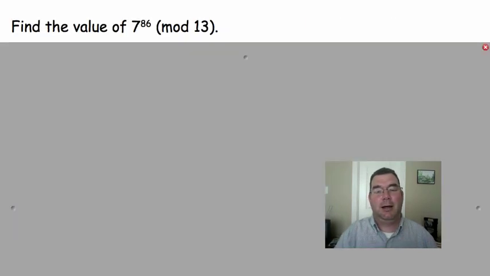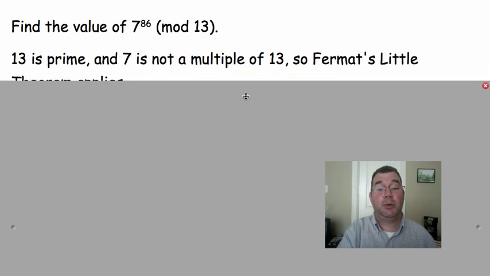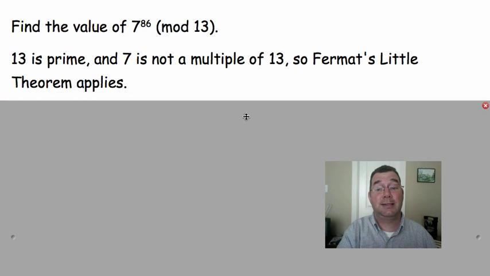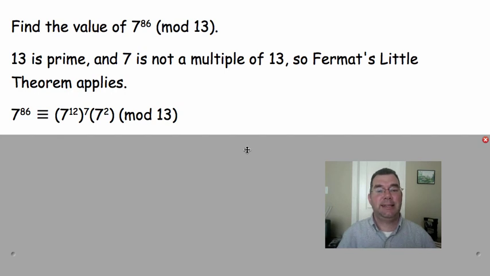I just tried 7 because it's nice and small, but it still involves some work. So let's say I wanted to find the remainder when I divide 7 to the 86 by 13. I know that 13 is prime and 7 is not a multiple of that prime number, so I can use Fermat's little theorem. I take 7 to the 86. Since my modulus is 13, 7 to the 12 is going to equal 1, according to Fermat. So I'm going to take as many 7 to the 12s out of 7 to the 86 as I can and then deal with whatever's left.